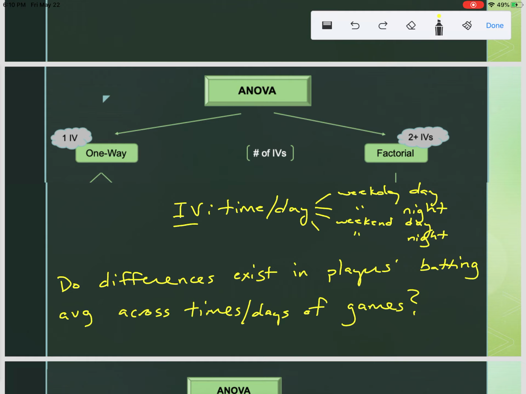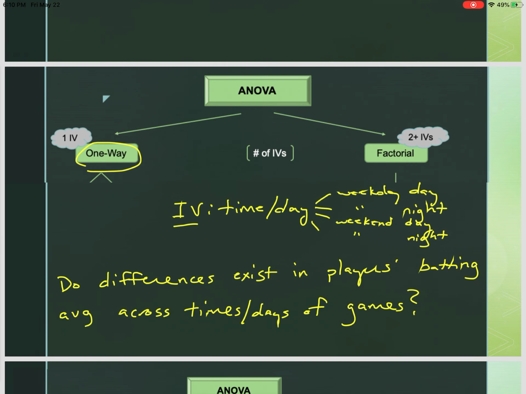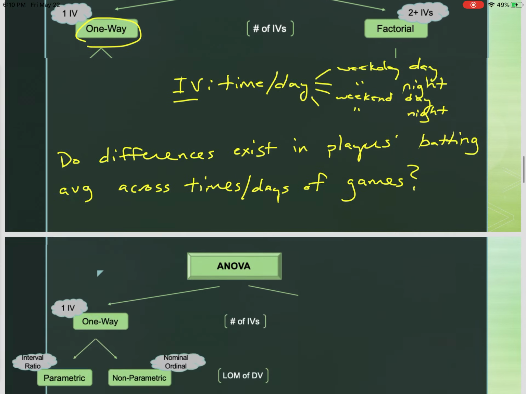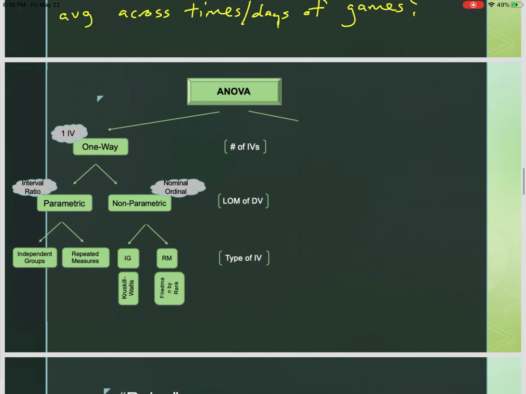If I have 1 independent variable, I'm going to choose a one-way ANOVA. I could change this into a factorial ANOVA by adding another independent variable. Maybe my other independent variable is years of playing experience, right? That would be factorial. But as it stands, it would be a one-way ANOVA. So now I'm on the one-way side.